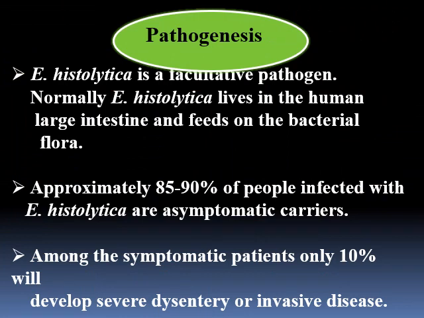Pathogenesis. Entamoeba histolytica, a facultative pathogen, normally lives in the human large intestine and feeds on the bacterial flora. Approximately 85 to 90% of people infected with Entamoeba histolytica are asymptomatic carriers. Among the symptomatic patients, only 10% will develop severe dysentery or invasive disease.